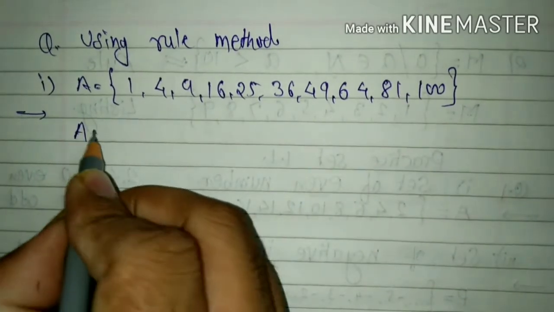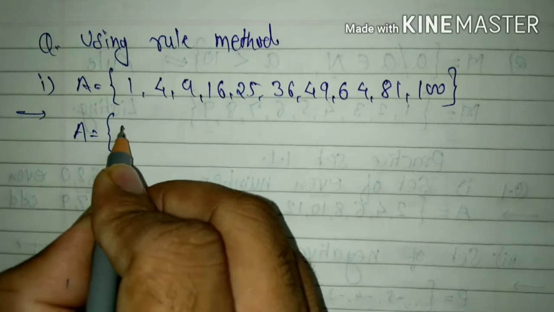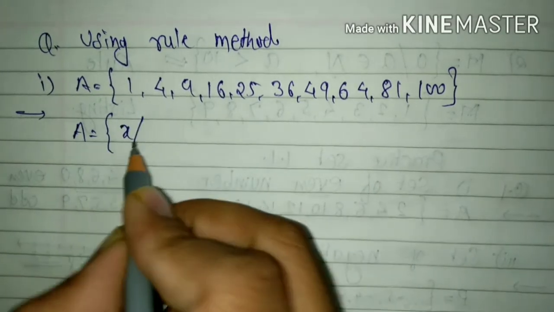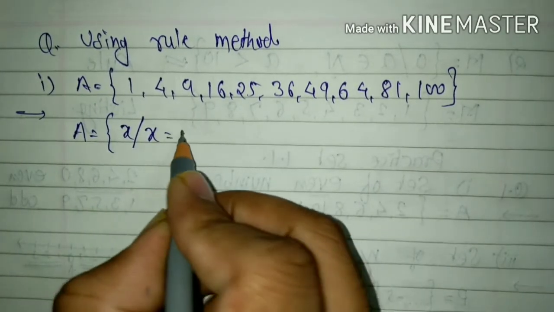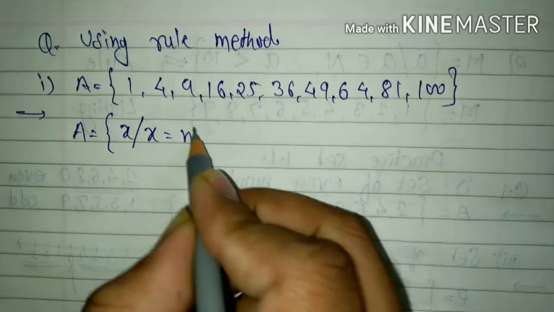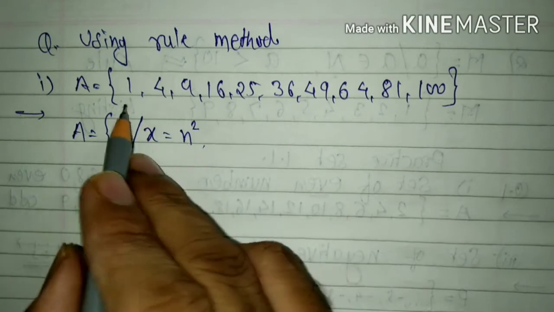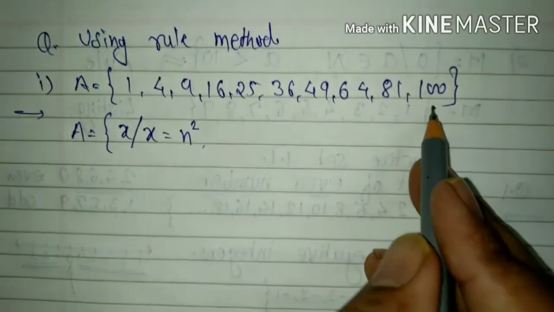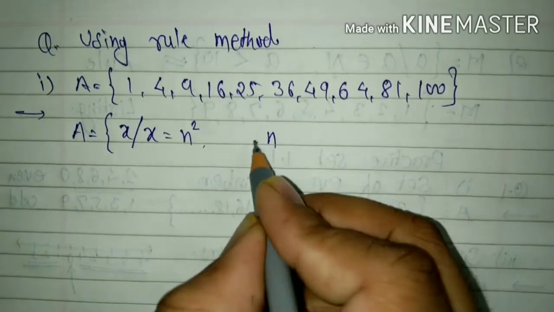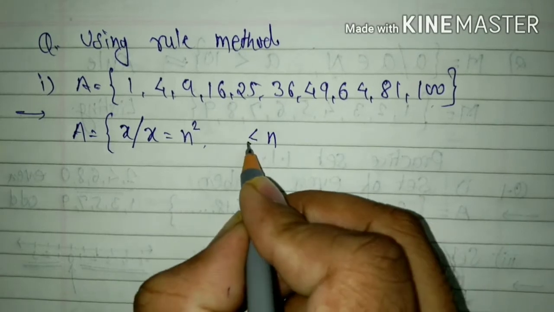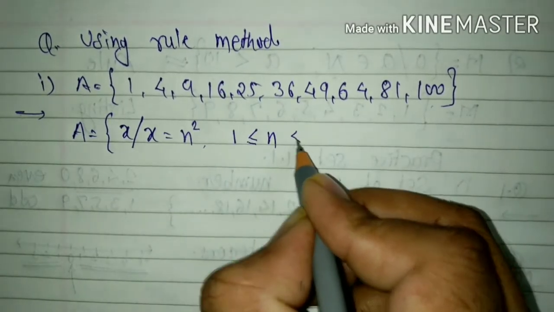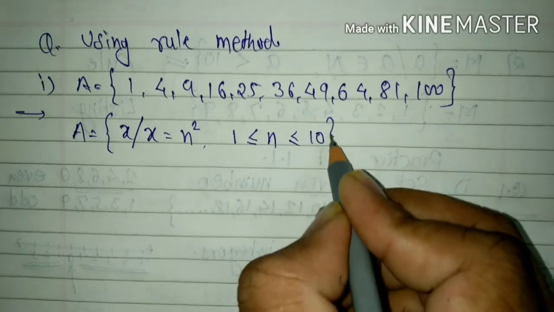So I am writing here A. It is a set of x such that x is equal to n square, n squared, n starting with 1 square, 2 square, 3 square up to 10 square. So n is greater than or equal to 1, less than or equal to 10.